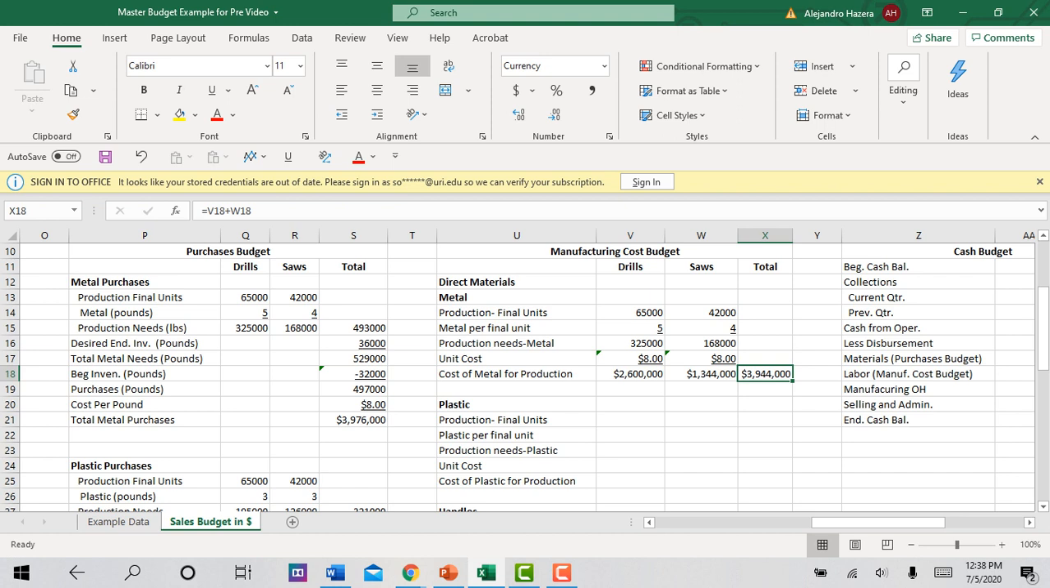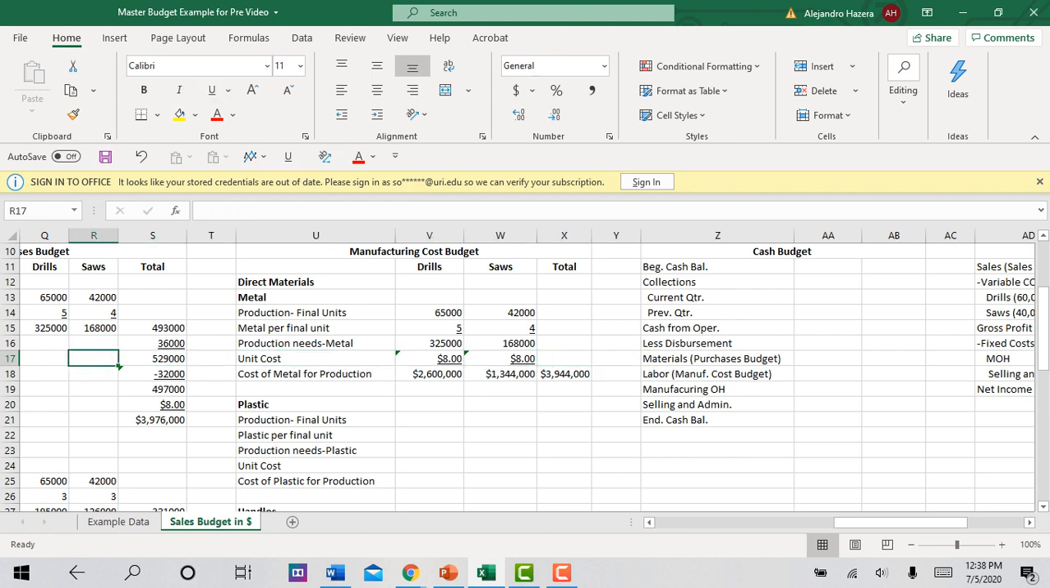Notice that, in a sense, the difference between these two budgets is the level of inventory. So these numbers are close, but they don't consider the levels of inventories. This number is close to this number, but it doesn't consider the level of inventories.